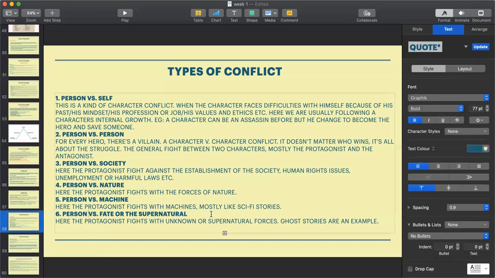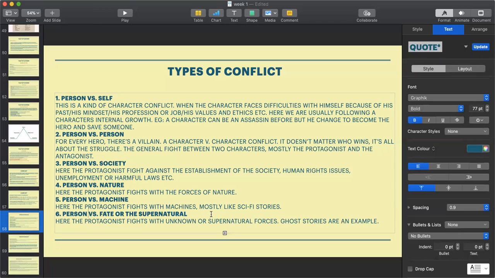For example, the first one is person versus self, a character's own internal fight, own internal conflict. A person versus person, where there are 2 characters, one good, one bad, or one protagonist, one antagonist, and they are fighting. There's a conflict, there's a struggle between them. Person versus society, where the character is fighting against social system, harmful laws, unemployment, human rights issues, establishment of the society, etc. Person versus nature, where they are fighting with the forces of nature.